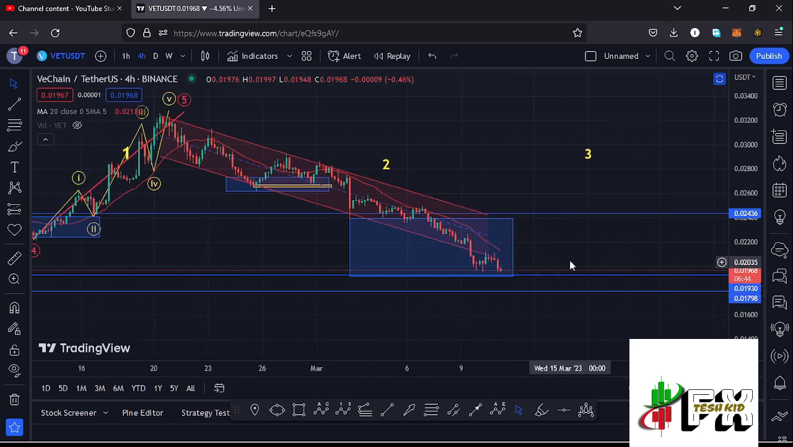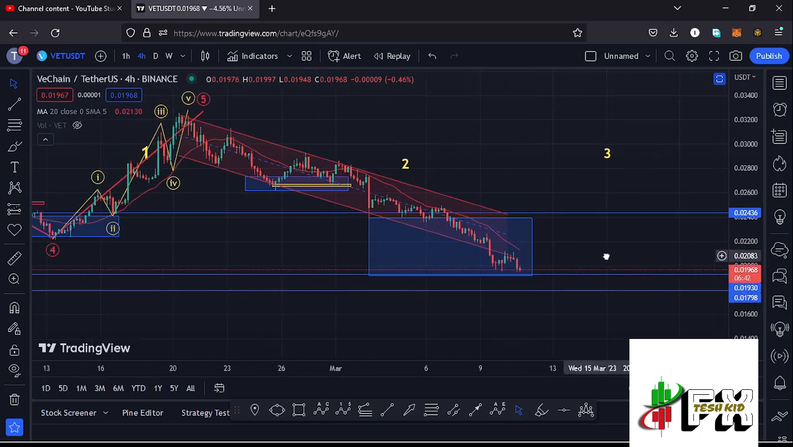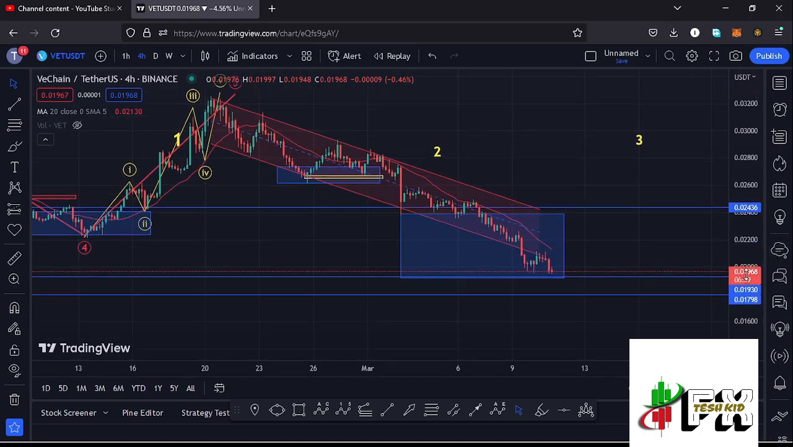I'll be giving you the latest developments that have been happening here on the Vechain chart, which at the time of this recording has continued to hold above a key area of support at around the $0.0193 mark. We have also lost the 20-day MA here on the 4-hour chart, which is now acting as resistance.